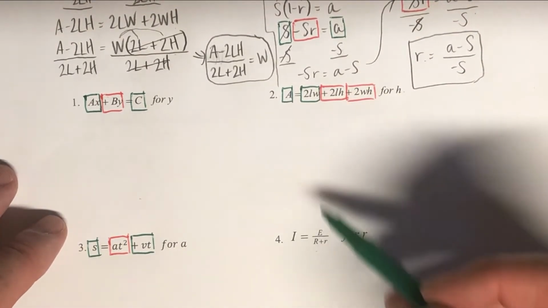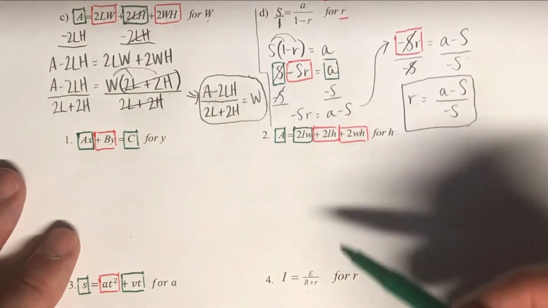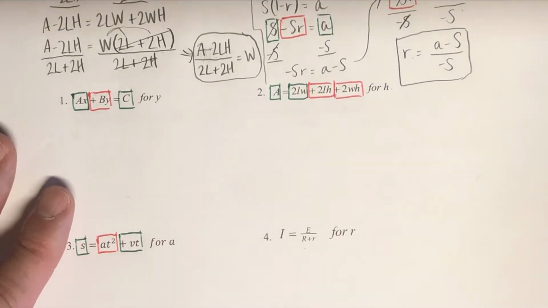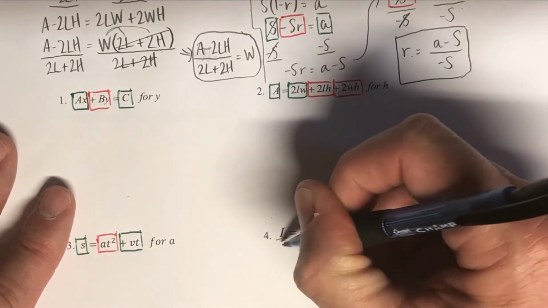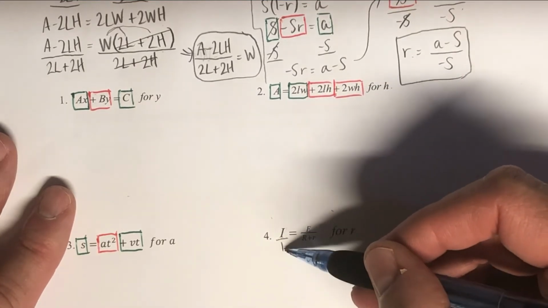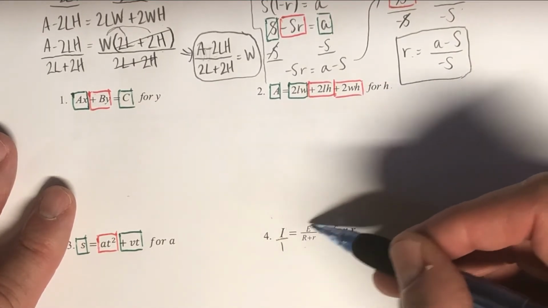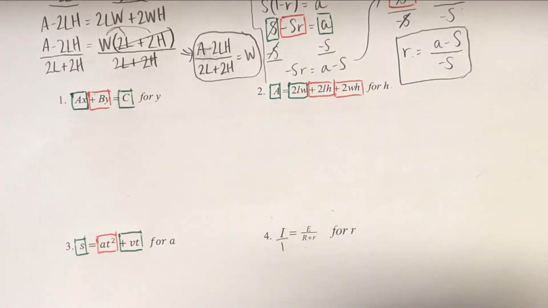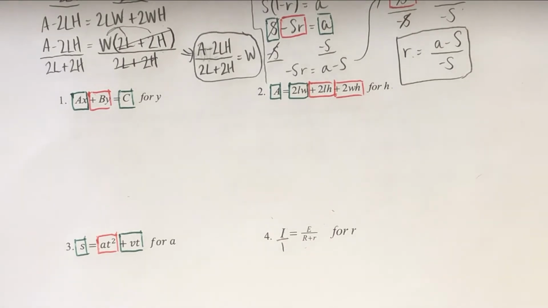In problem number 4, do the same thing that we did in problem D: cross multiply first, and then it'll be very similar to that. Treat this as if it's I over 1, cross multiply, and then we'll go from there. We'll take a look at those answers here in just a moment. So go ahead and pause the video, give it a try, and then let's see how you do.